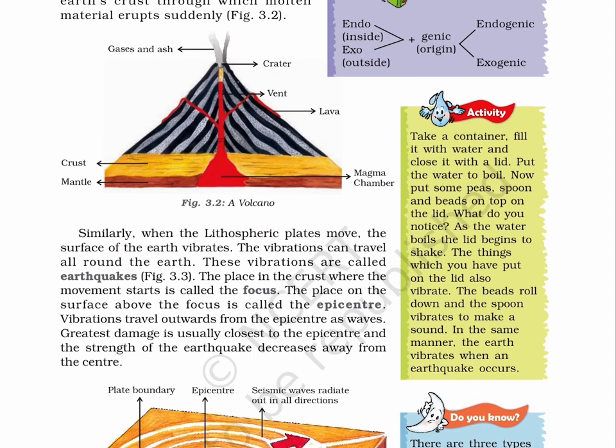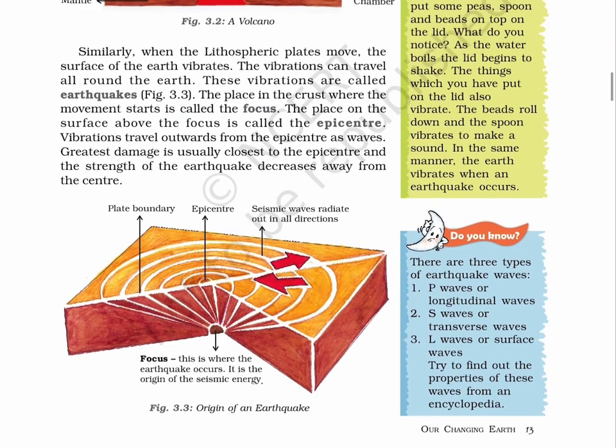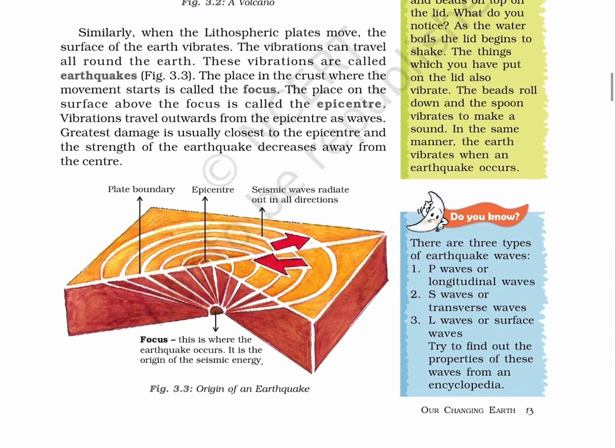Do you know? There are 3 types of earthquake waves. 1. P waves or longitudinal waves. 2. S waves or transverse waves. 3. L waves or surface waves. Try to find out the properties of these waves from an encyclopedia. Similarly, when the lithospheric plates move, the surface of the earth vibrates. The vibrations can travel all round the earth. These vibrations are called earthquakes.